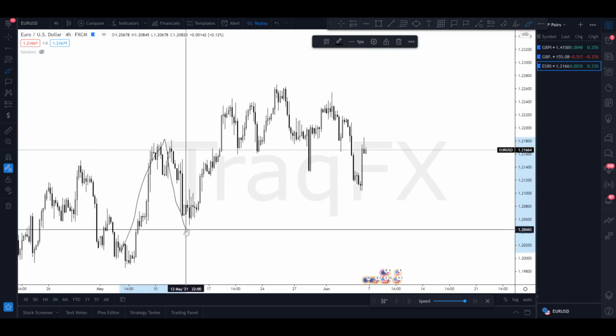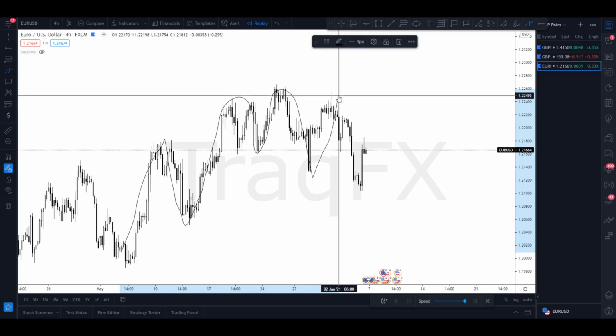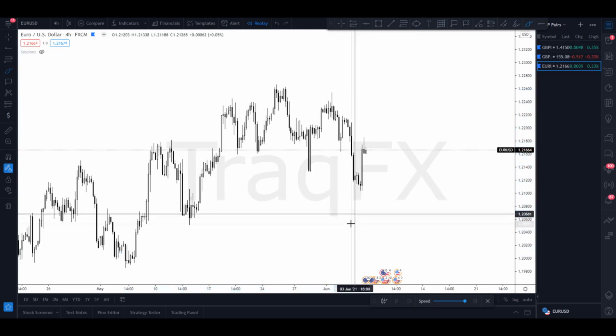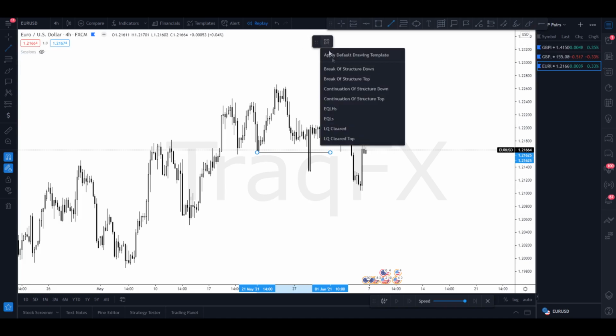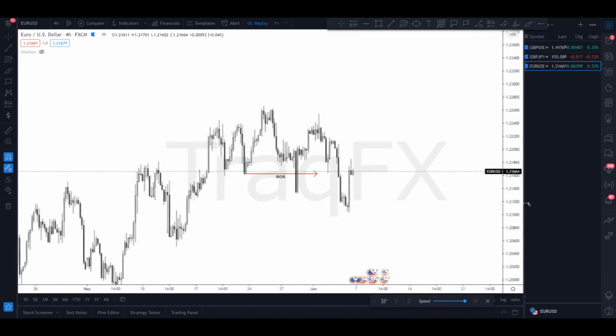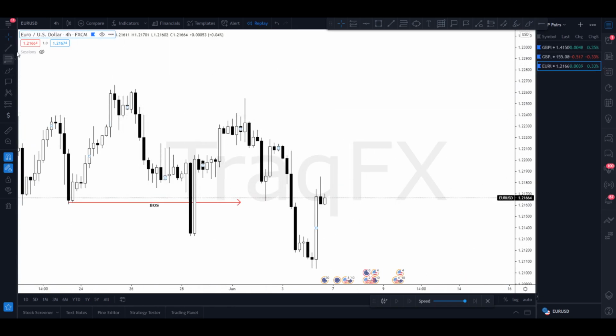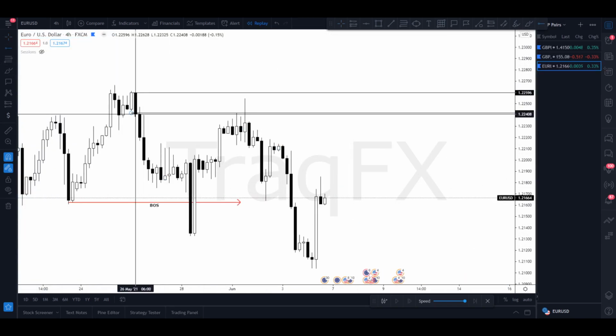We have a higher high, higher low, higher high, higher low, higher high, then lower high, lower low, lower high, lower low. So overall structure is now switching from bullish to bearish. We see price created that break of structure towards the downside. So in my head, I'm thinking, okay, this is a good opportunity to take that sell. From here, I highlighted this institutional candle from the open to the close.